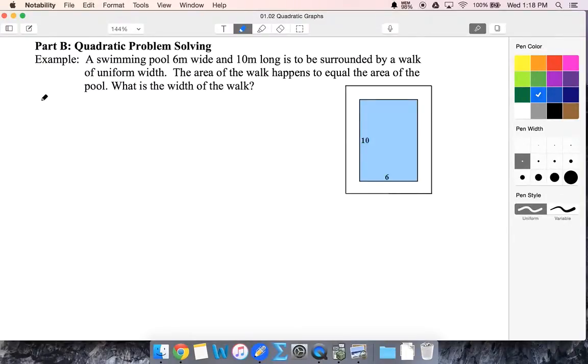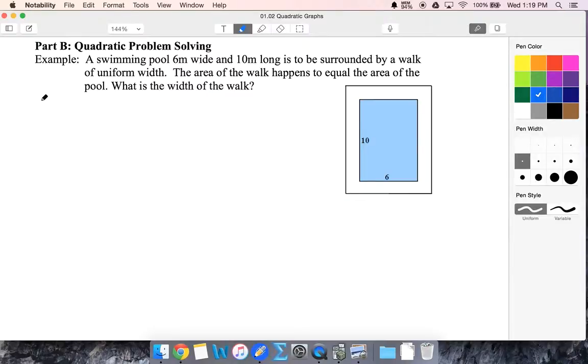Hello students, here we are in our Unit 1 Section 2 notes on quadratic graphs, and this time we've moved into Part B, quadratic problem solving. So quadratic problem solving basically means word problems that end up with x squared in them. So let's look and see how that happens in this one.